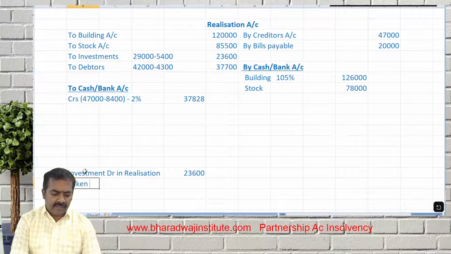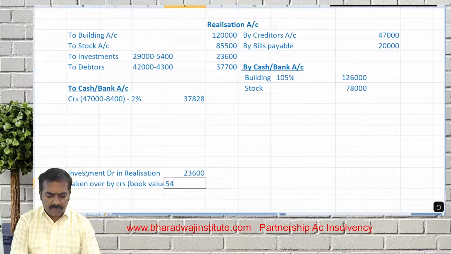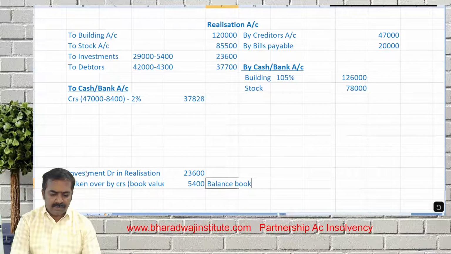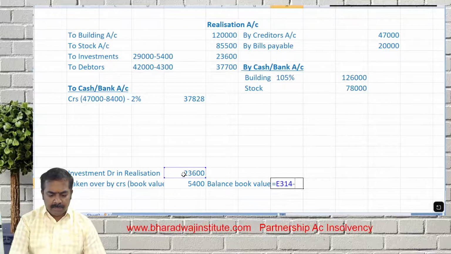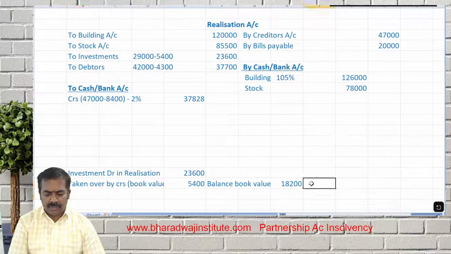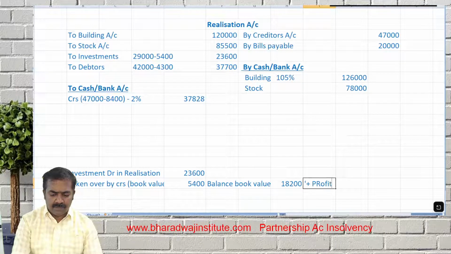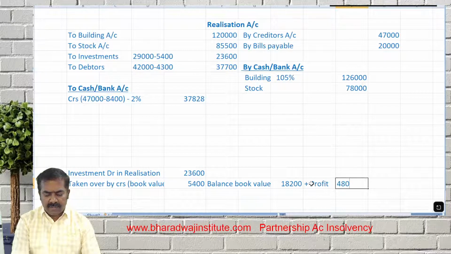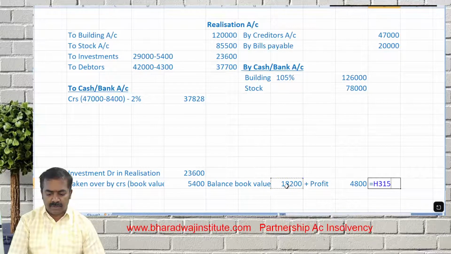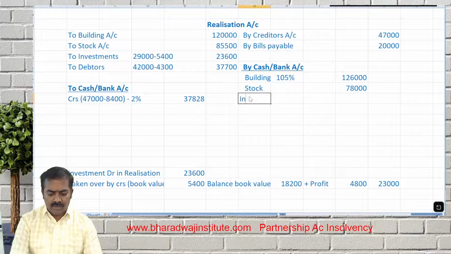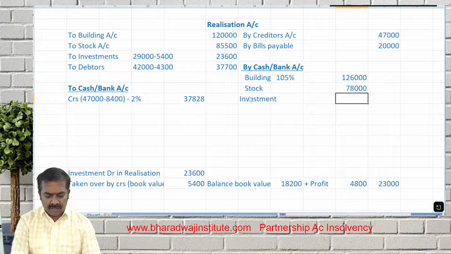Of this, taken over by creditors, book value, how much? 5,400. Balance book value. What is the balance book value? 23,600 minus taken over by creditors 18,200, at a profit. At how much profit are we selling? He has given that we sell at a profit of 4,800. So selling price will be 23,000. So investment 23,000.